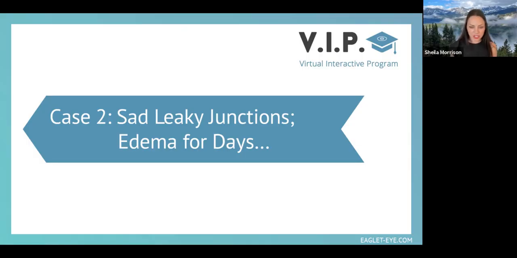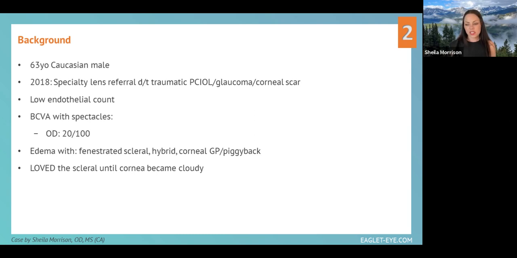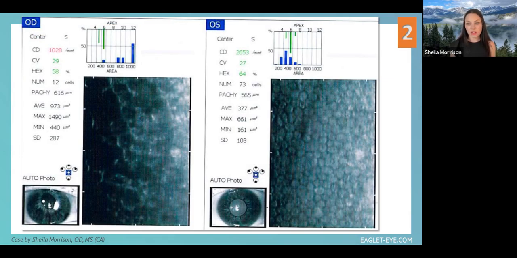So, sad leaky junction. This is a really difficult edema case. This patient was a 63-year-old Caucasian male. He started with our practice in 2018 as a referral with quite a lot of trauma, scarring, and a really low endothelial count. Vision with glasses was very poor. He swelled with everything: a soft lens, a piggyback system, hybrids, he swelled. Sclerals he loved, but his endothelial count on the damaged right eye was 1028 versus 2653 in the healthy eye, which helps to explain a lot of that.